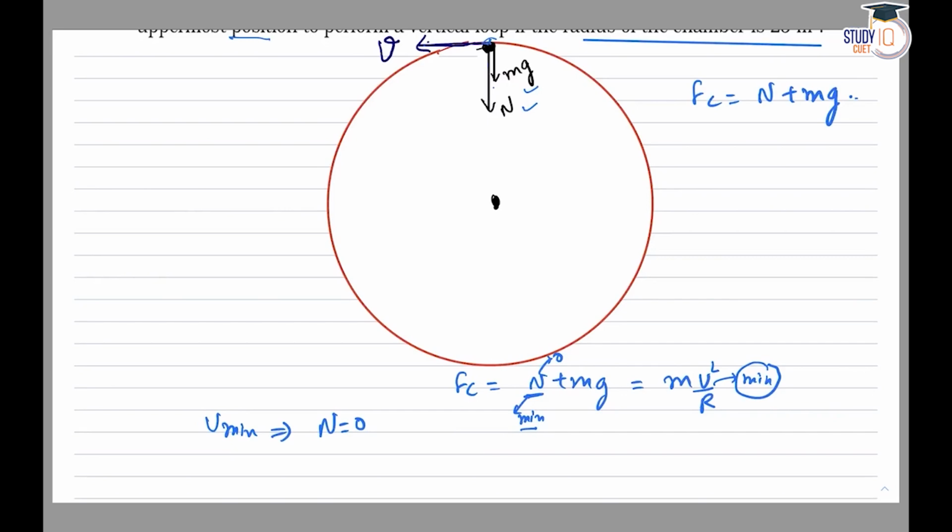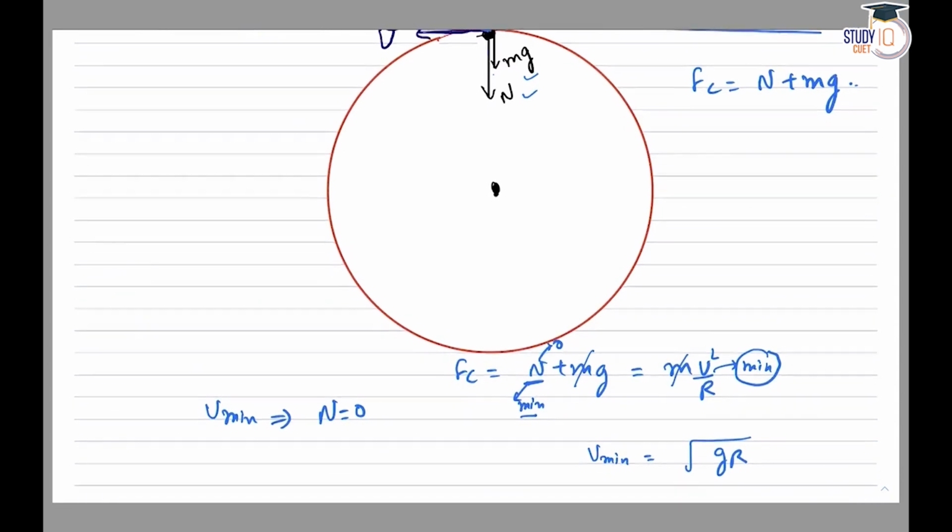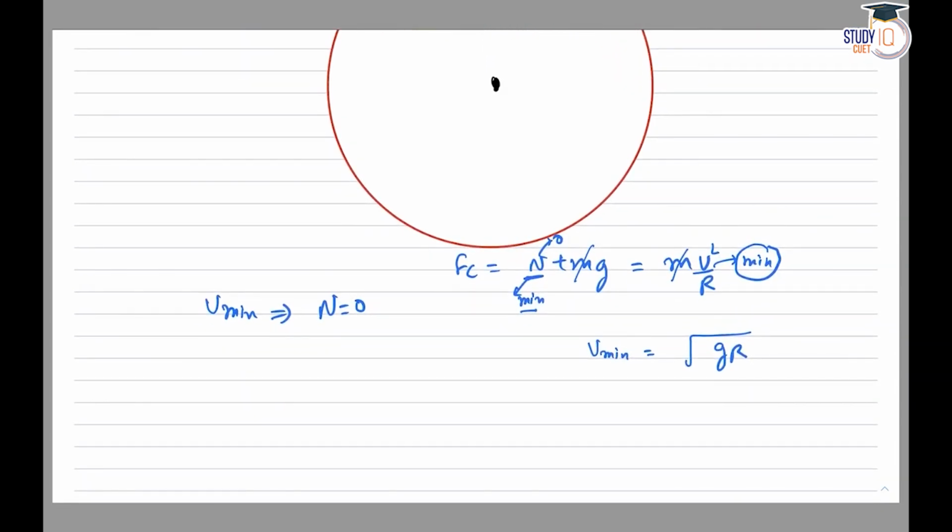So for v minimum, v minimum is equal to root of g into r, as m cancels and N is 0. So v minimum comes out to be root gr, and by putting the value of g as 10 and radius equal to 25 meter, the minimum velocity in order to complete the circle is equal to root of 25 into 10, which is equal to root 250, and that can be written as 15.8 meter per second.